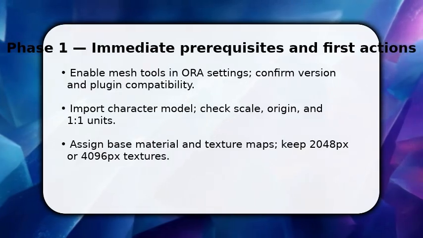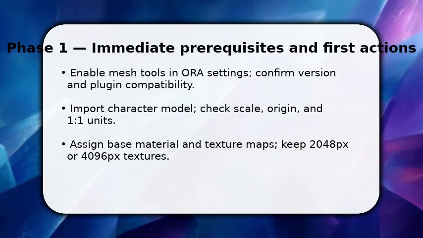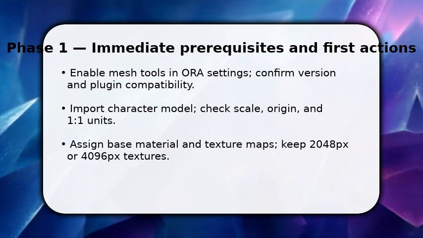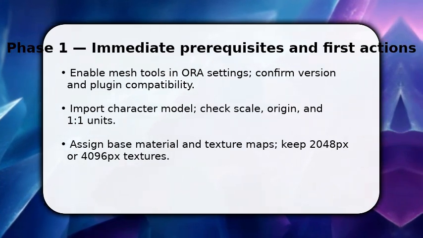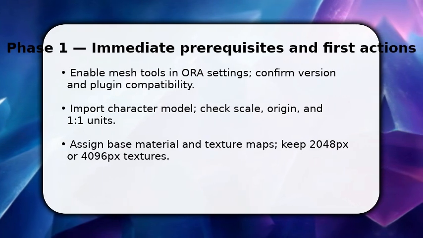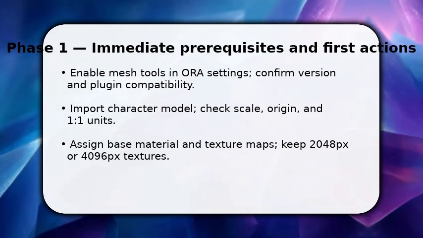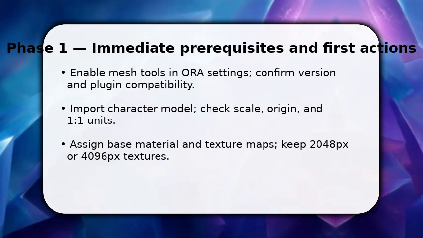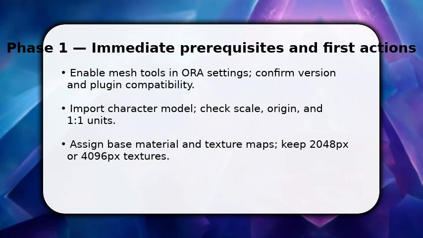You start by readying the essentials. Enable ORA mesh tools and confirm plugin version. Import the character model and immediately check scale and origin so transforms are correct. Once done, assign a base material and bind texture maps at 2048px or 4096px, depending on quality needs.